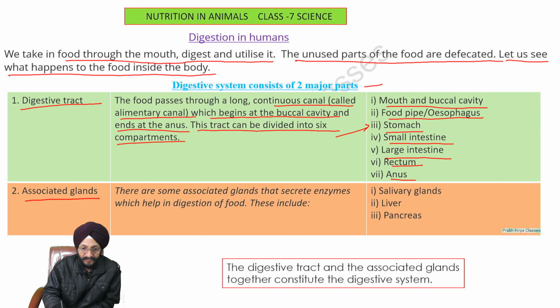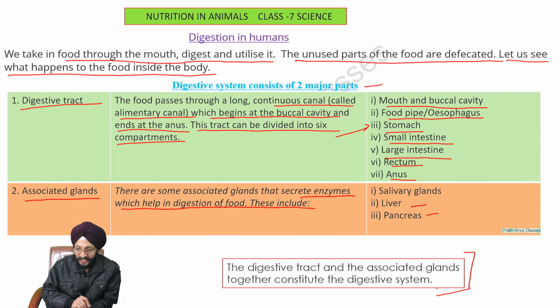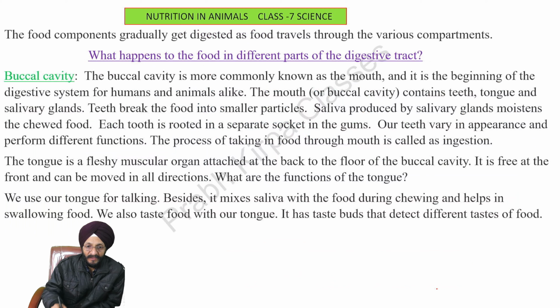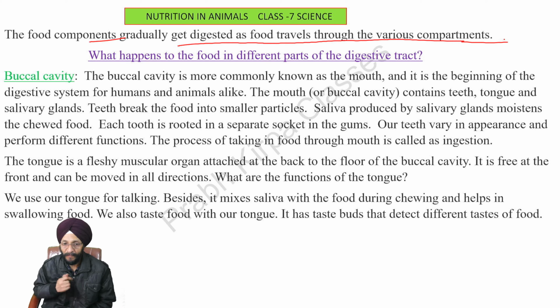Associated glands. There are some associated glands that secrete enzymes which help in the digestion of food. These include salivary glands, liver, and pancreas. The digestive tract and the associated glands together constitute the digestive system. The food components gradually get digested as food travels through the different compartments.